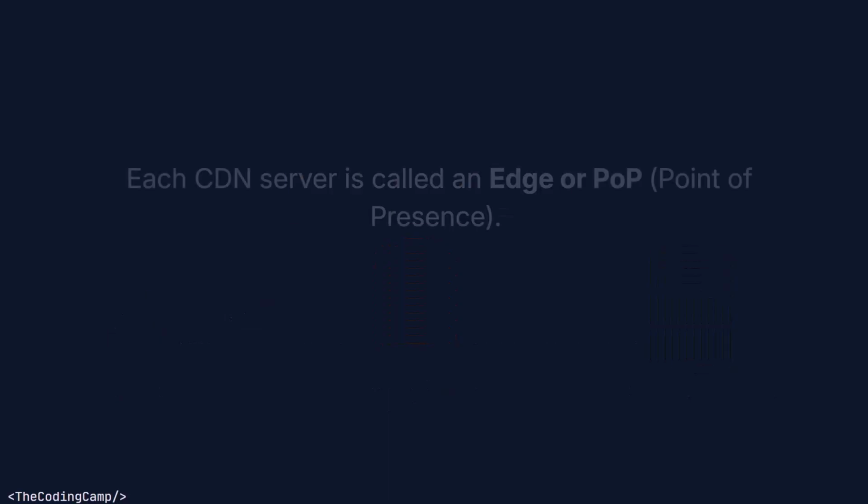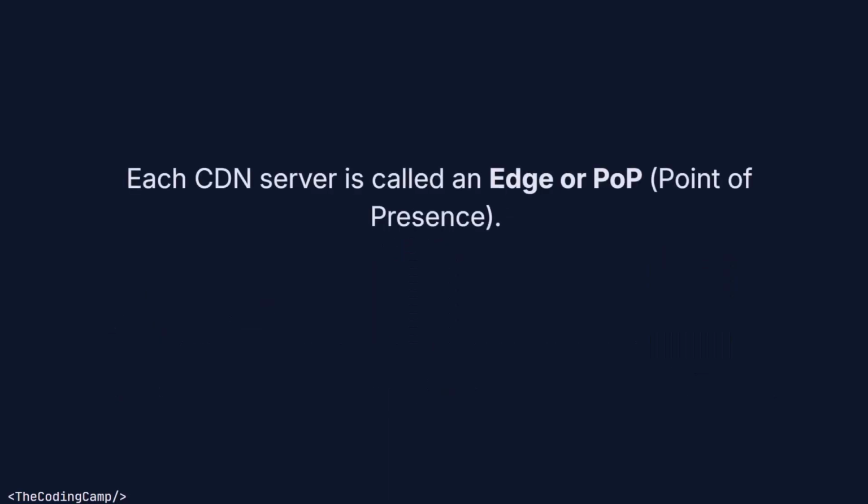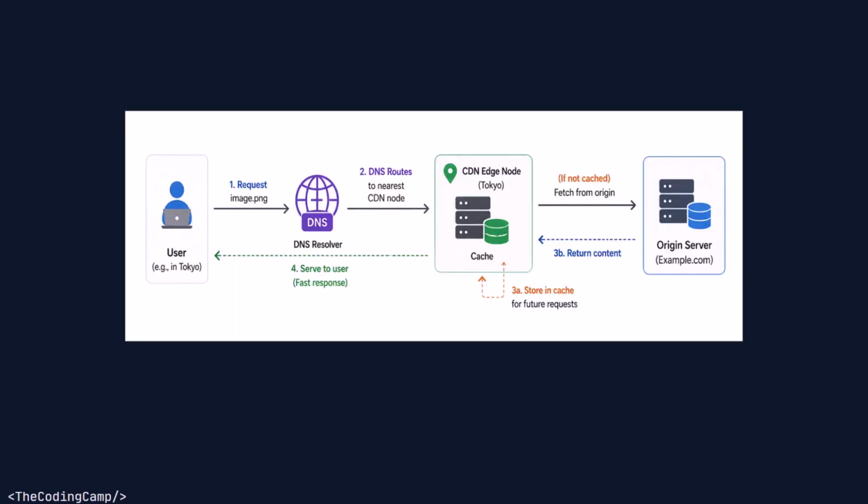Each CDN server is called an edge or POP, which stands for point of presence. This is an example of a basic CDN architecture. User requests an image, DNS routes the request to the nearest CDN node. If cached, then it's served immediately. If not cached, the CDN fetches from the origin and stores the response for future requests.